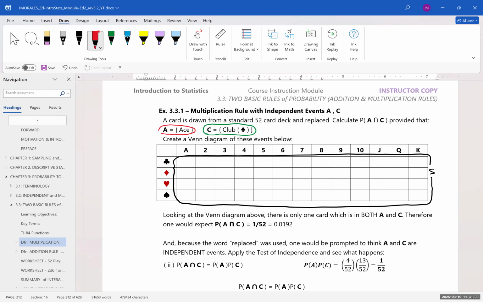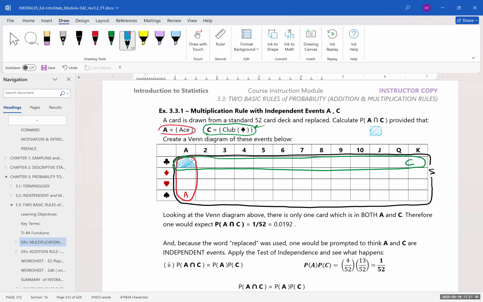Okay, so event A is going to be the event where the card is an ace. So that's going to be all of these here. That is event A. And then event C is that the card is a club. Okay, so all 13 of these cards are clubs. That's event C. And the intersection, let me use a different color to help you. So the intersection is where those two events intersect, where they overlap, which is right here.